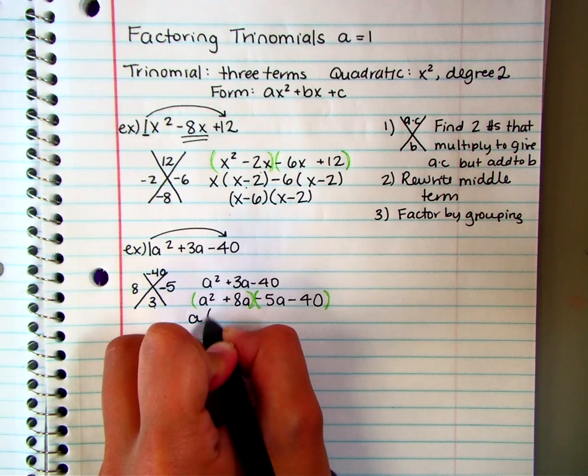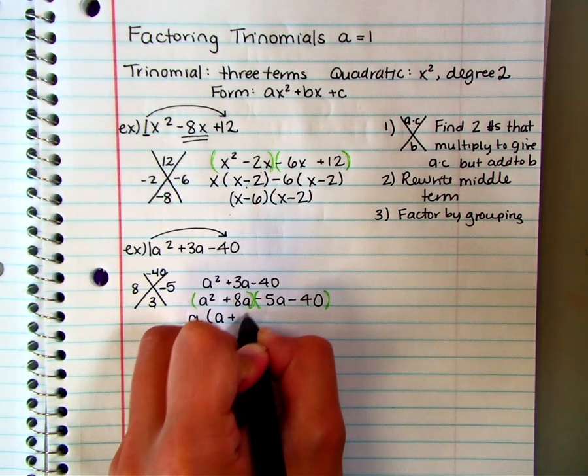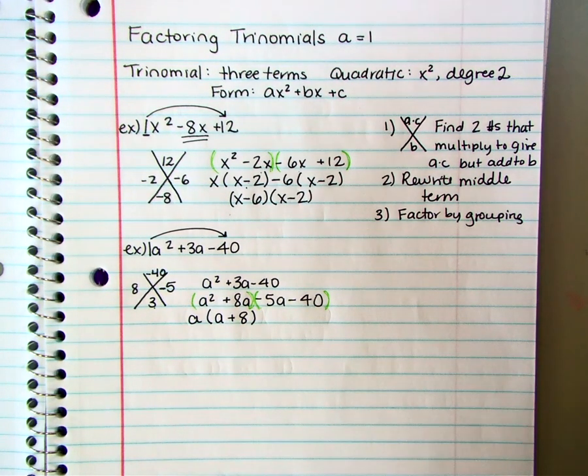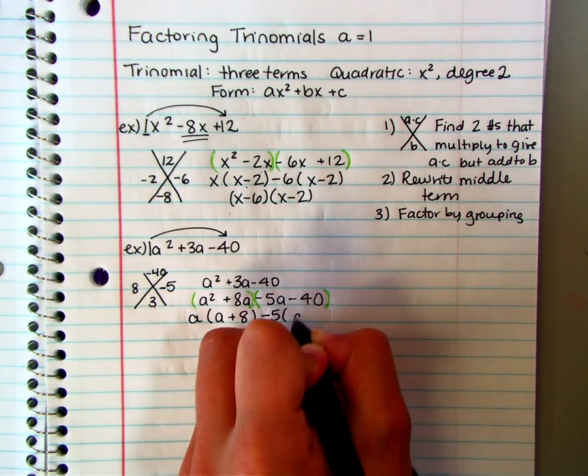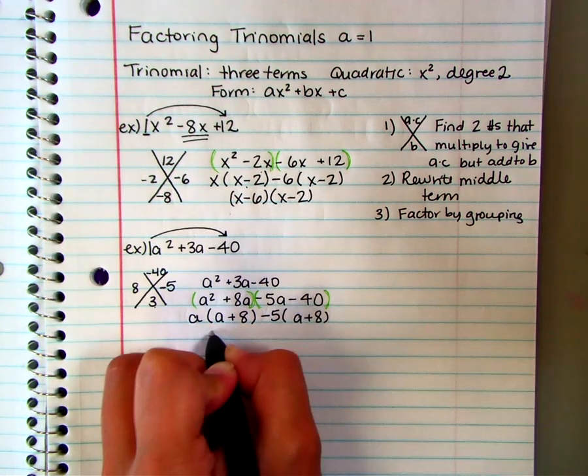And then we'll take out a GCF. So we take out an a, that leaves me with a plus 8. Take out a negative 5, that leaves me with a plus 8. And it works out perfectly.